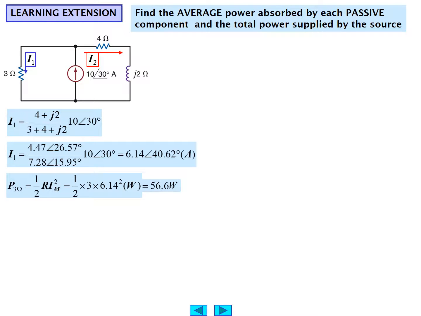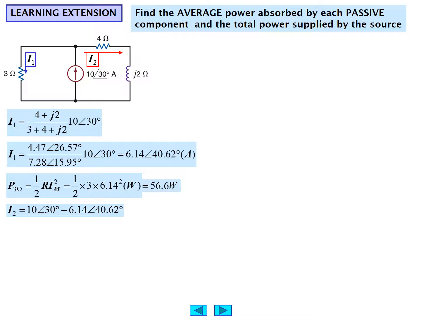We now need to find I2, which is the current that's going to flow through the 4 ohm resistor and consume average power in that particular element. We could certainly do it by current division. However, here's a shortcut. We already know what I1 is, and we also know that I1 plus I2 has to sum up to the source current, which is 10 angle 30 degrees, so why don't we just subtract them?